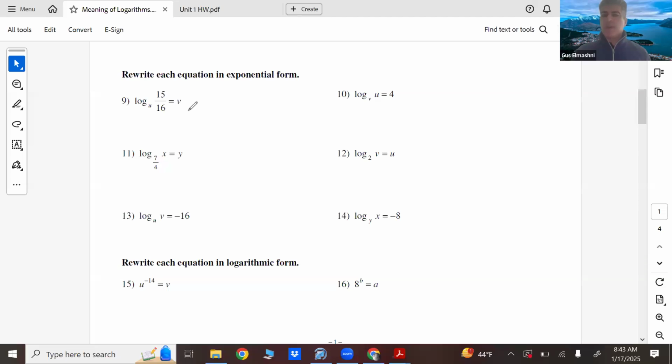So what's going to stay on the left side for number 9? And what do I move to the other side? U to what power? Perfect. See, it's just a shifting of things, right? It's just a shifting of things.